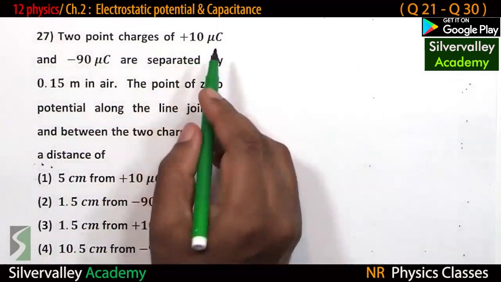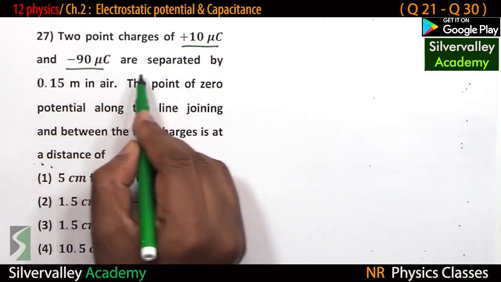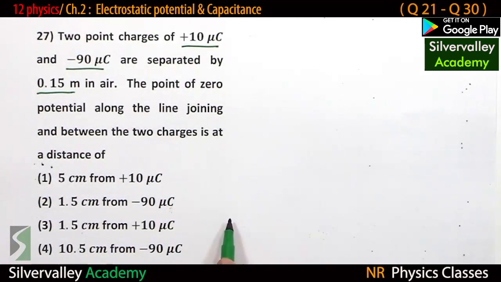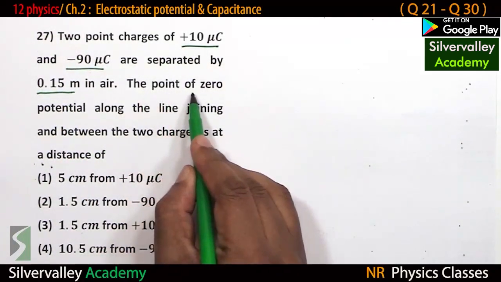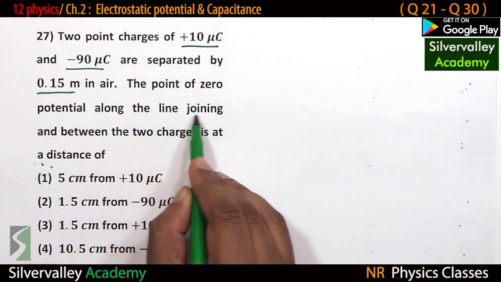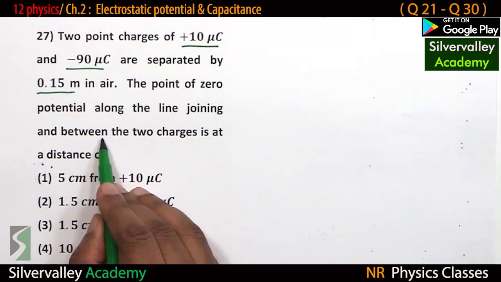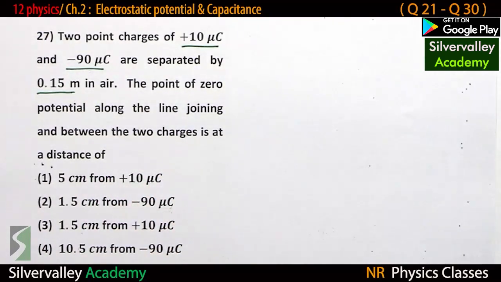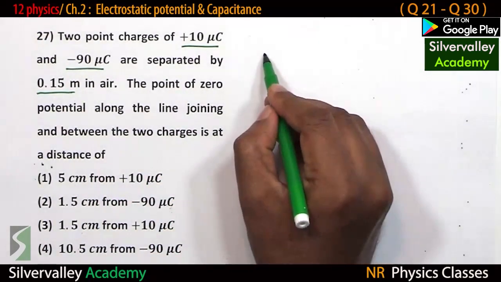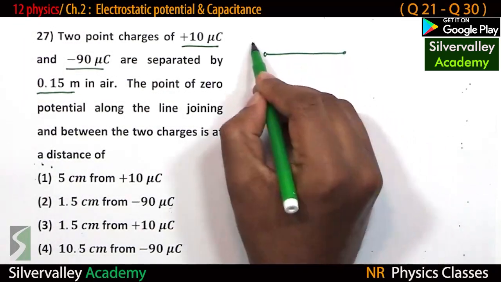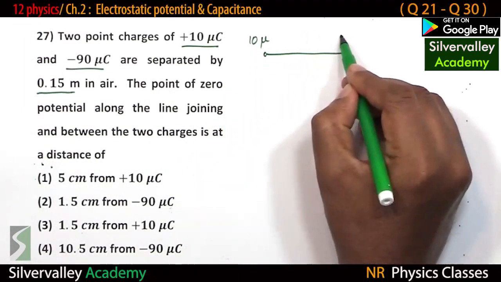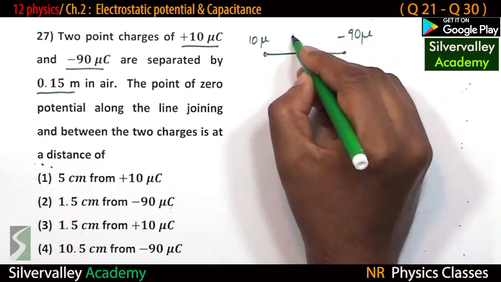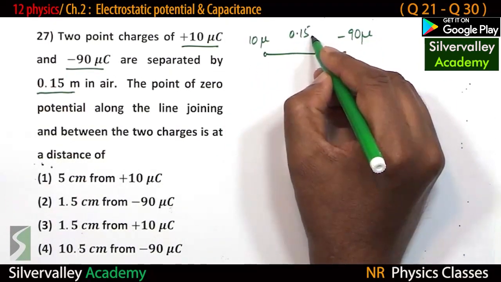Two point charges are separated by 0.15 meter in air. The point of zero potential along the line joining and between the two charges is at a distance of, there are two charges, 10 micro and minus 90 micro. Distance is 0.15 meter.